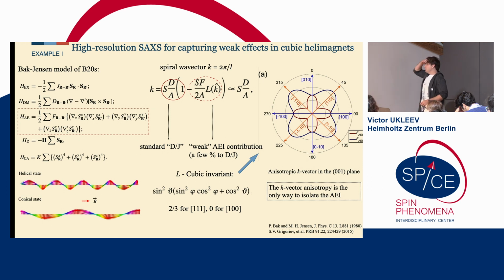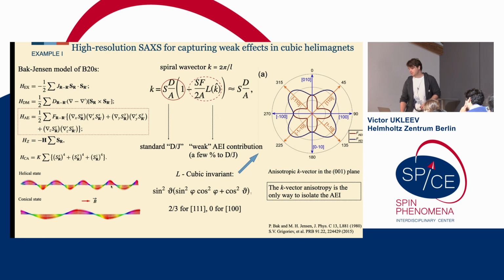I'm giving you a first example. This is high-resolution small-angle scattering that allows us to capture some weak effects in cubic chiral helimagnets. If you consider a cubic chiral magnet with Dzyaloshinskii-Moriya interaction, it has a helical ground state, and if you apply a magnetic field, it turns the propagation vector of the spiral along the field direction. Here, we are not considering skyrmions yet.